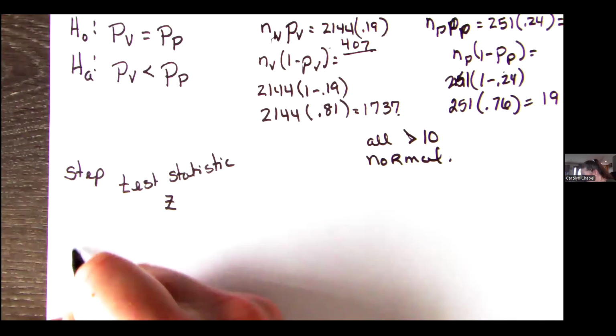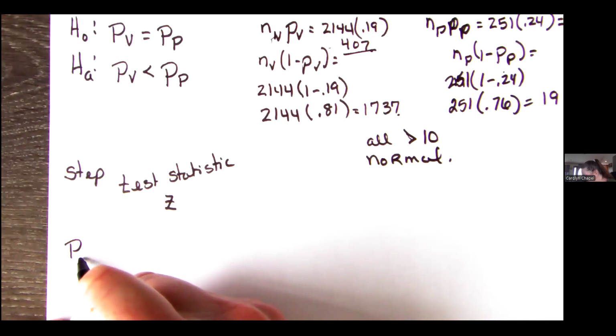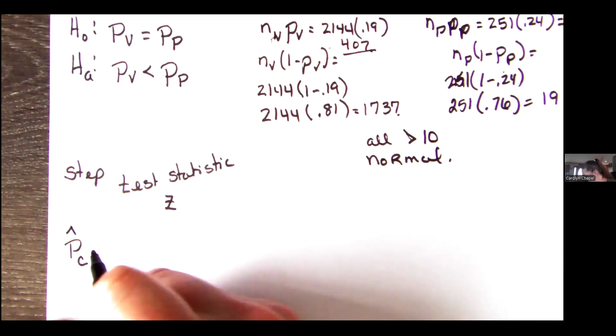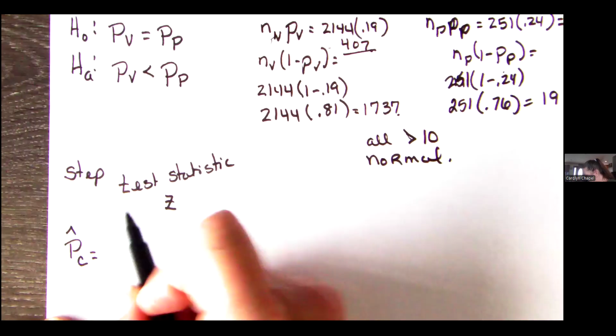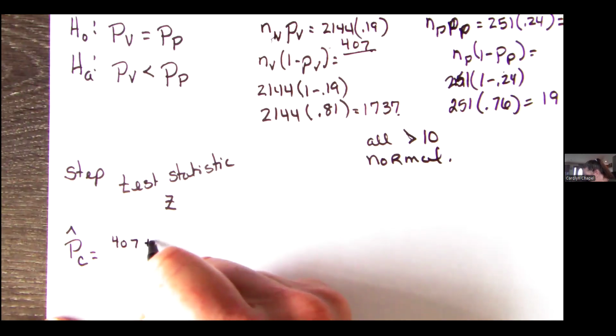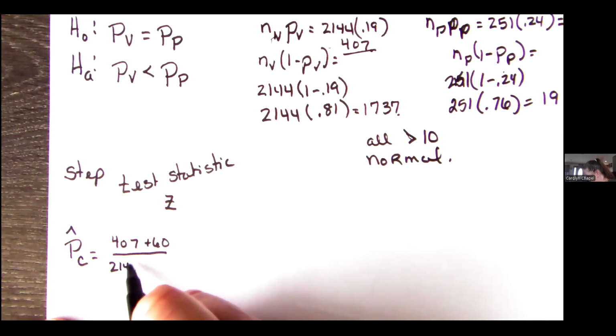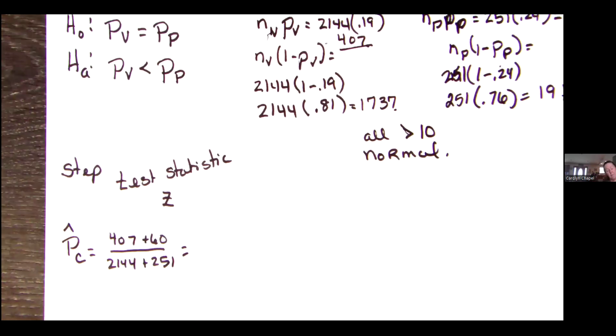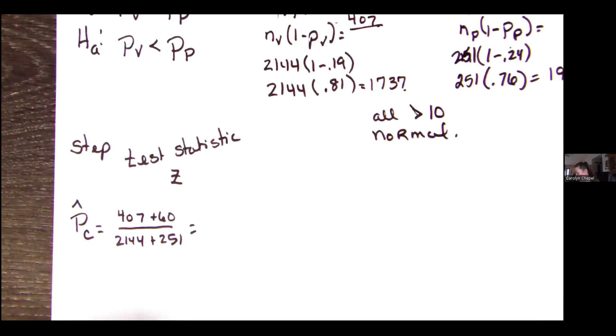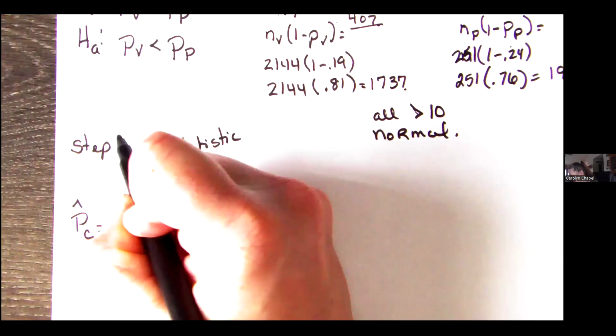And while I'm there, I could get that pooled p-hat if I wanted to, which I could have gotten by taking that 407 plus the 60 out of my total 2144 plus the 251. Not that I need this number, but that's my pooled proportion. Maybe I want to do more analysis on some other front, and I might want that number. Who knows? This is step 3.